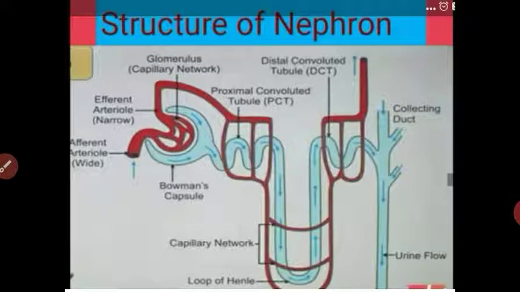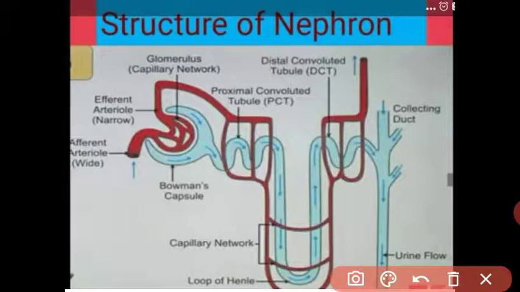So let us see the blood vessels which supply blood to the kidney. See student, the renal artery brings oxygenated blood from the aorta to the kidney. We have two kidneys, so the renal artery is divided into two, the left renal artery and the right renal artery.